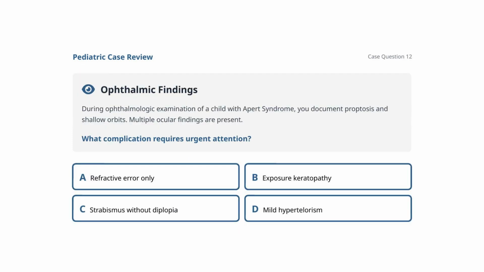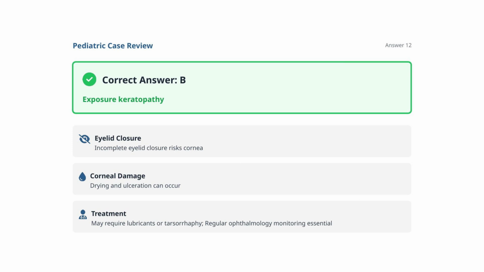During ophthalmologic examination of a child with Apert syndrome, you document proptosis and shallow orbits. Multiple ocular findings are present. What complication requires urgent attention and intervention? Option A, refractive error only. Option B, exposure keratopathy. Option C, strabismus without diplopia. Option D, mild hypertelorism. The correct answer is B, exposure keratopathy.